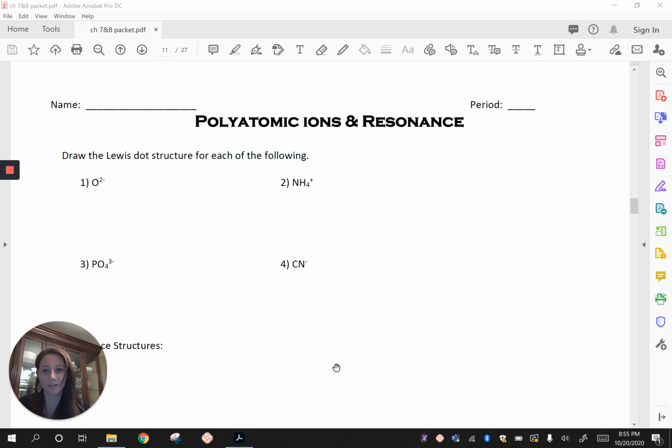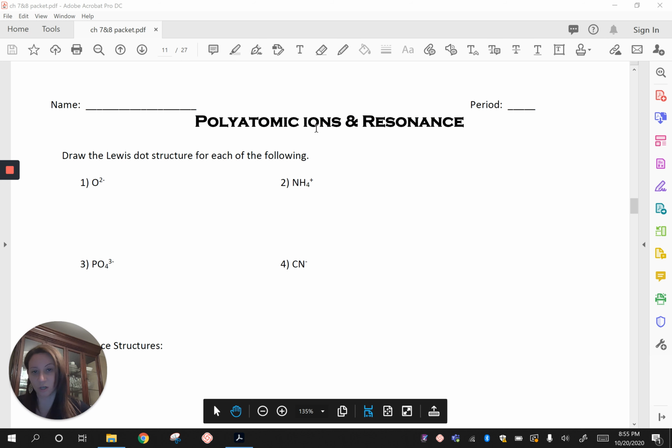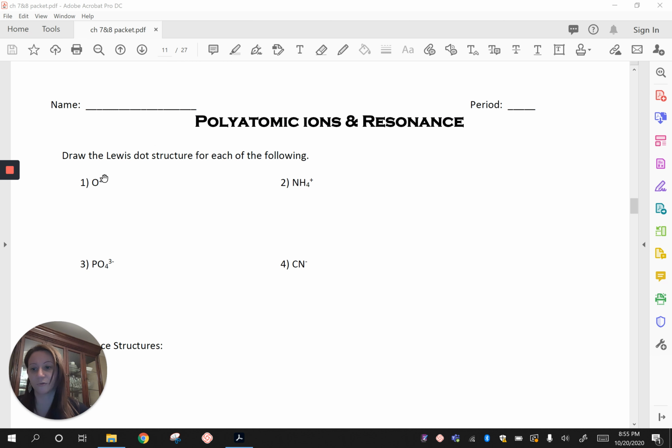We have two topics to talk about: polyatomic ions and their Lewis dot structures, and then the second topic is resonance. So let's start with polyatomic ions, or really ions in general. If you remember, we have been drawing Lewis dot structures for monoatomic ions, something like O2 minus.